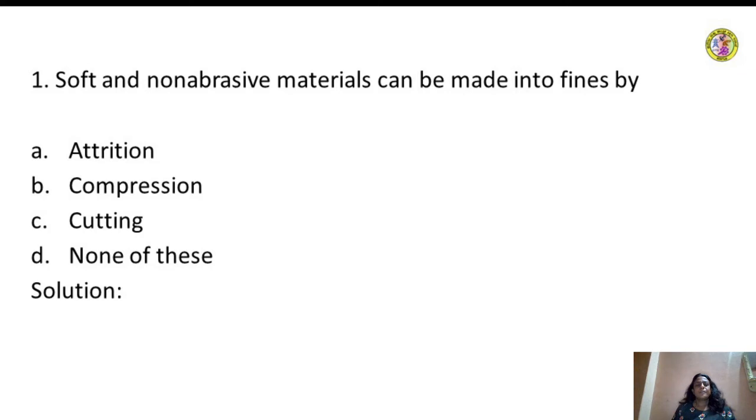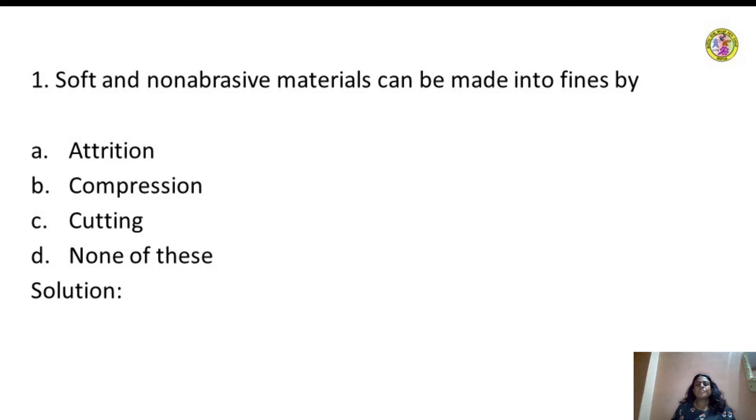This particular topic we discussed in the previous class, that is the different forces that are used for different kinds of materials and different kinds of size reduction. Based on that, let us have a few questions and see if we can answer them correctly. The first question is a multiple choice question. You have to select the correct solution from the four options given to the question.